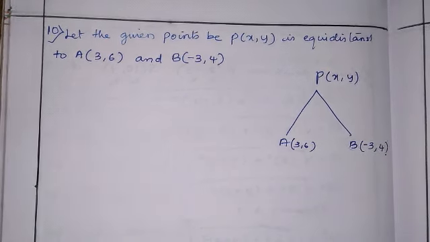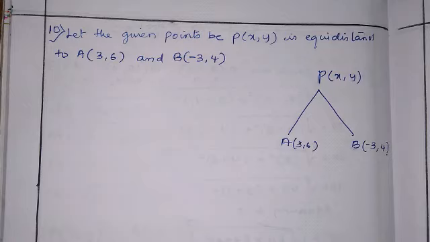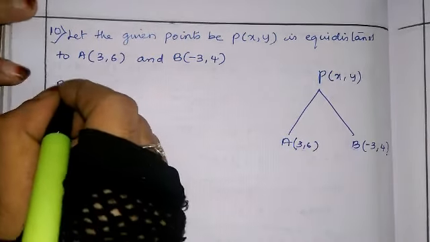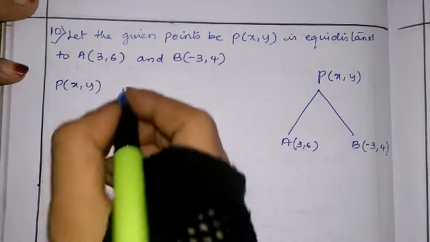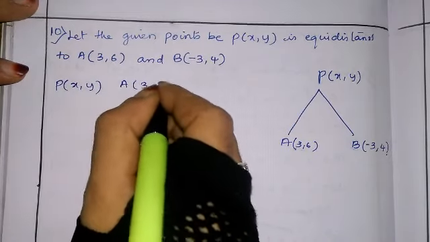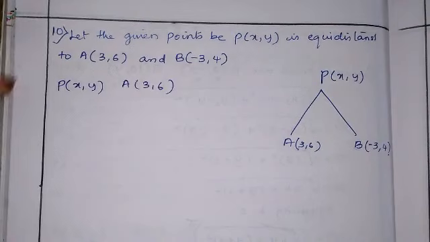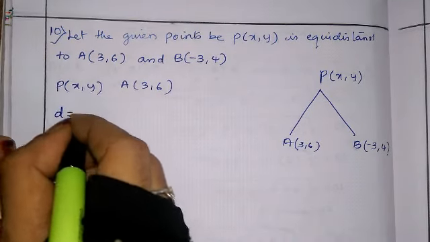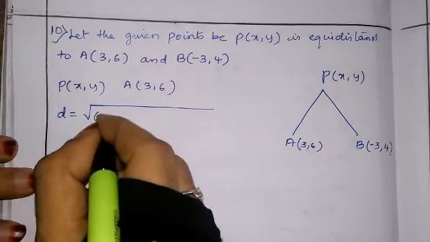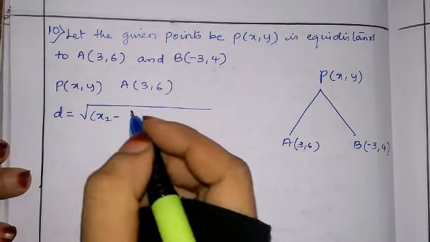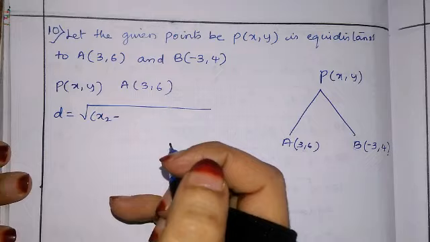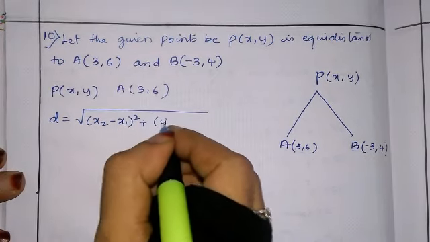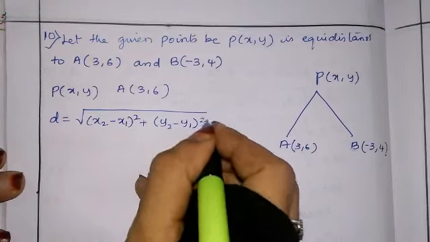Okay, let us solve again. First we will take P and A. P(x, y), A(3, 6). Similar type problem. The distance formula is root of (x2 minus x1) whole square plus (y2 minus y1) whole square. The only difference is here they have told to find the relation, right?